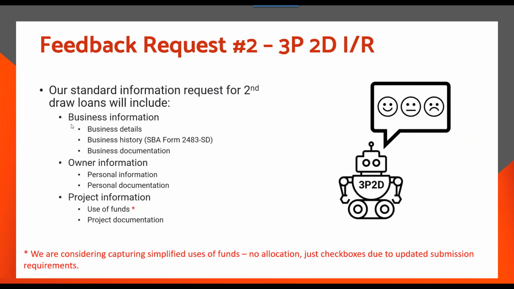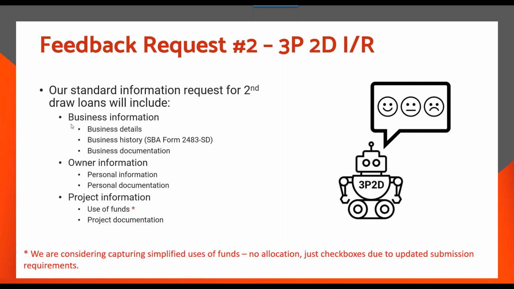So as I mentioned, this is a feedback request. Now, obviously, we're bringing in all the business information and the owner information from the original PPP loan. Right now, it's going to look and feel a lot like the information request we had in round one. We know that there are some changes coming in SBA Form 2483-SD for second draws. We haven't been given a final version of that form yet, so that will potentially change.